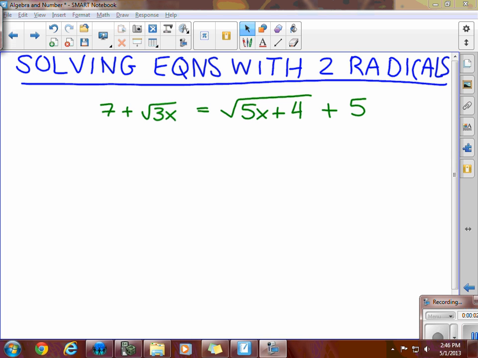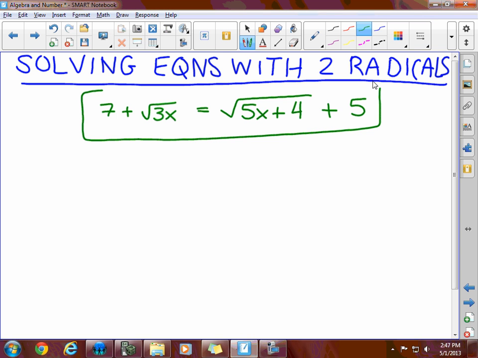This example is going to work through how to solve an equation that has two radicals in it. So if I examine this question, 7 plus the root of 3x equals the root of 5x plus 4 plus 5, we should be able to identify that there are actually two radicals in it.